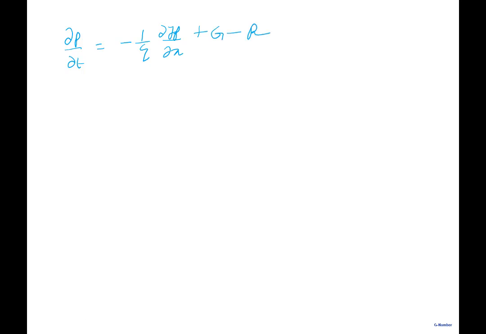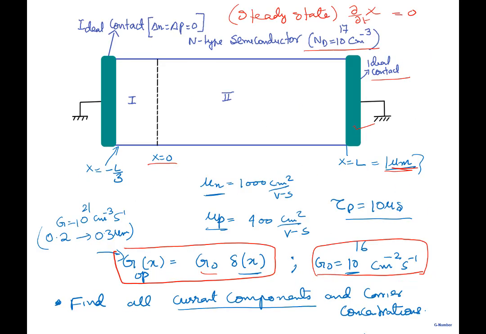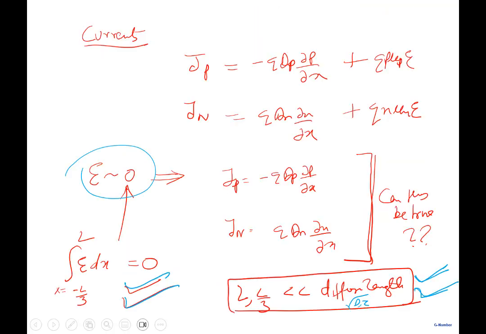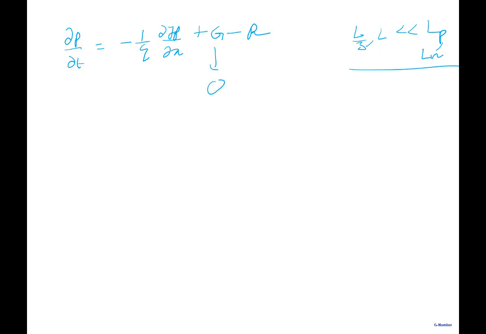Right. So now when you say L by 3 and L are much less than diffusion length, LP and LN, what are you saying really? The length of the device is much smaller than the diffusion length. What are you really saying? First of all, G is 0. Note that G is only there where? Only here at this particular point. It's a delta function. Everywhere else G is 0. Correct? So I can put G equal to 0. What else are you saying? You're right. You're saying if this is true, it implies R is also negligible.